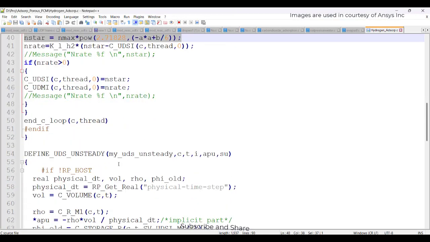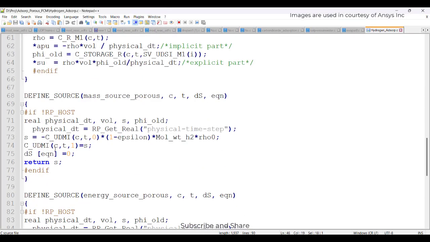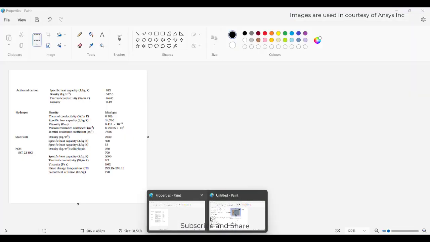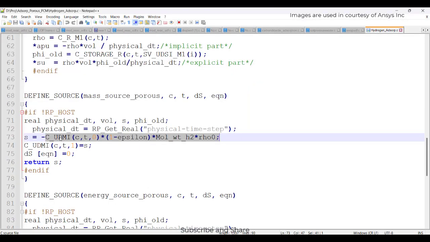After that it will be calculated, and we are storing that in the user defined memory n rate, and supplying it to the source terms in order to remove the mass from the hydrogen which has been created. So this is the source term that is getting removed. What we are removing is the source term minus 1 minus porosity into density of particles into molecular weight into dou n by dou t. That is C underscore UDMI, which is dou n by dou t, 1 minus epsilon into molecular weight of hydrogen into rho naught.